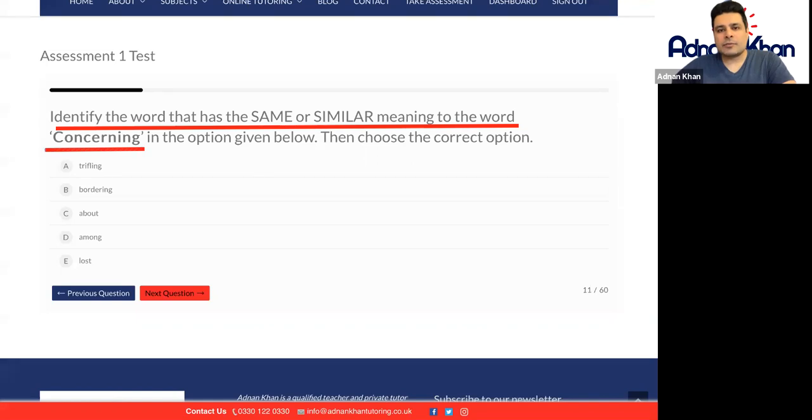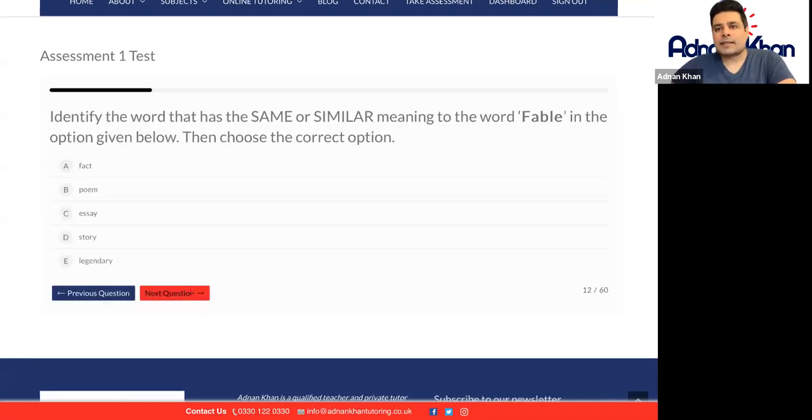The reason it's likely to be C is because this particular assessment is concerning 11 plus. This particular assessment is about the 11 plus exams. Okay, so let's lock that answer in and go on to the next one.